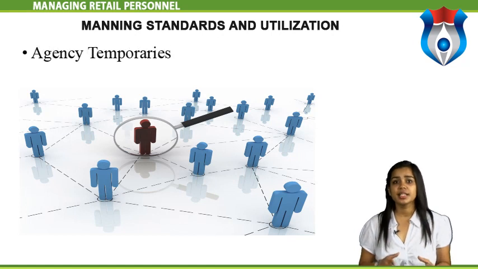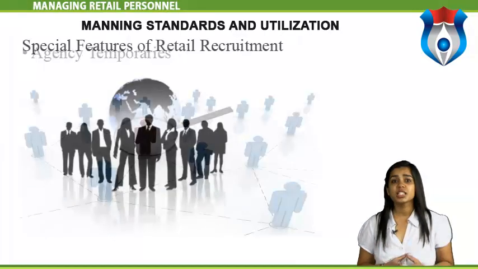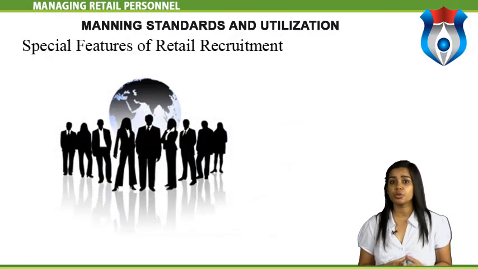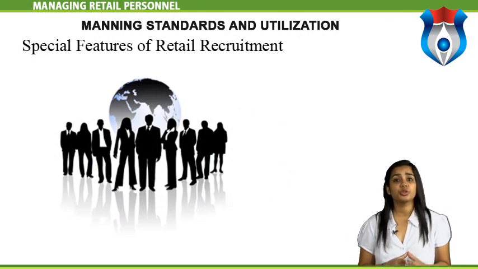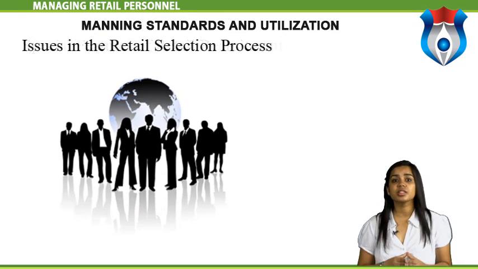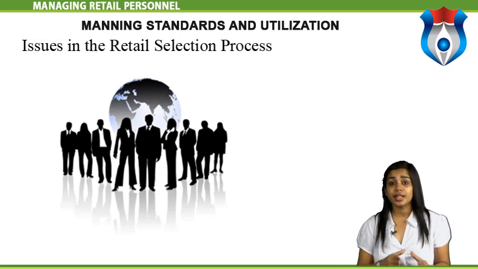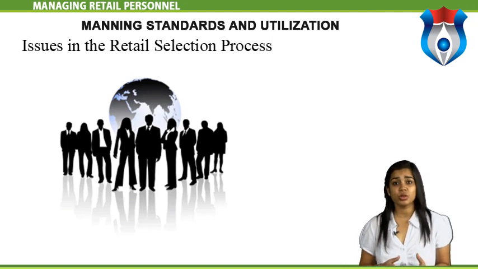Agency temporaries: these are staff from agencies normally used for very short durations, for, say, promotions or events within the store. Special feature of retail recruitment: source of recruitment. In retailing, staff sources are varied and the recruitment normally has to employ unconventional methods to hire them. Issues in the retail selection process. While setting up selection policies, an important issue is defining the selection process to ensure that the right person comes on board. That is, what is the process? Is it correctly defined? Who is the authority making the final decision?